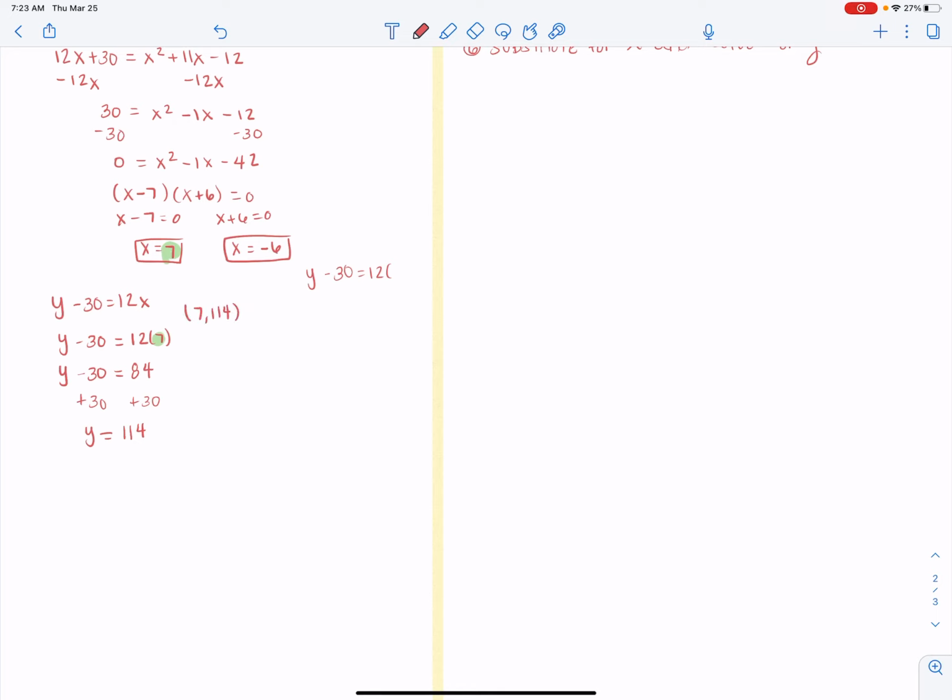Okay, then do the same thing here. Negative 6. y minus 30 equals negative 72. Add 30. y equals negative 42. So negative 6, negative 42. So again, these two equations will intersect at 2 spots. All right, that's it.